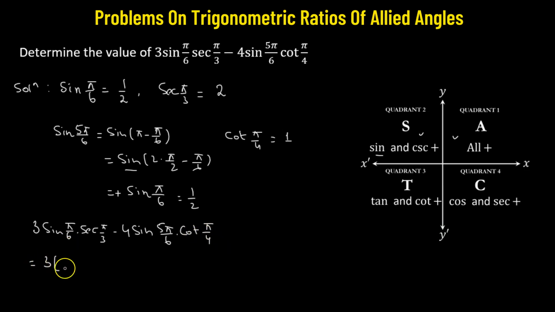so sine pi over 6, that's half, multiplied by secant pi over 3, so that's 2, minus 4 times sine 5 pi over 6, which has a value of half, multiplied by cotangent of pi over 4, so that's 1. So here 2 and 2 get cancelled, that is going to leave us with the value 3. Then 2 times 2 is 4, so we have 3 minus 2, and the final value is going to be equal to 1. So the value of the given trigonometric expression is going to be 1.